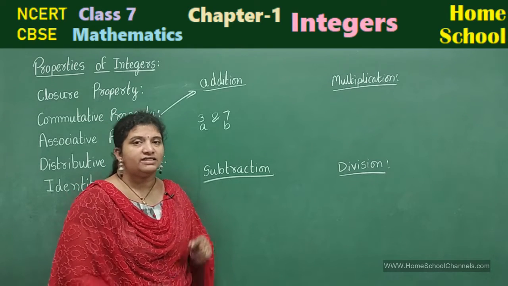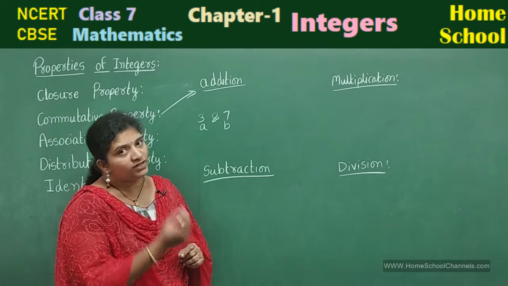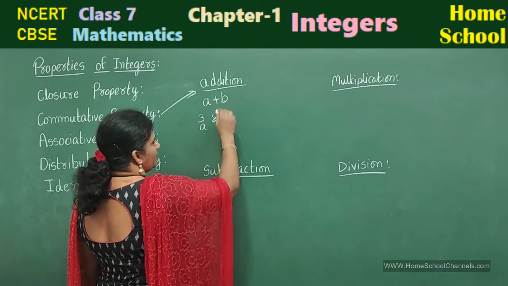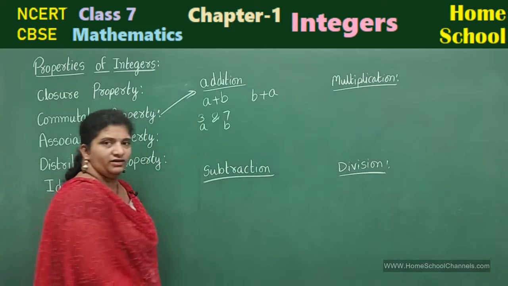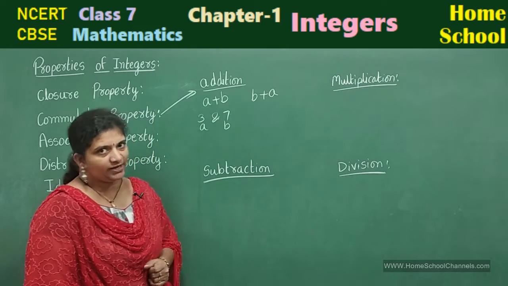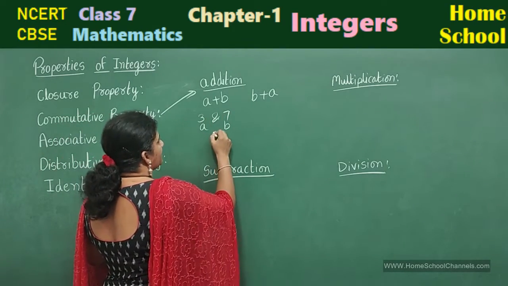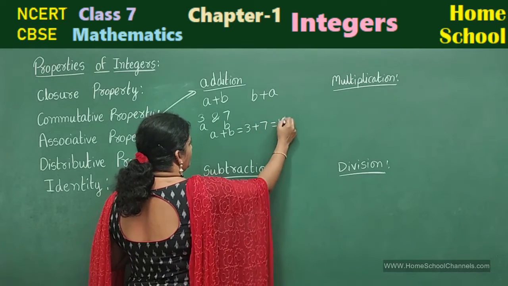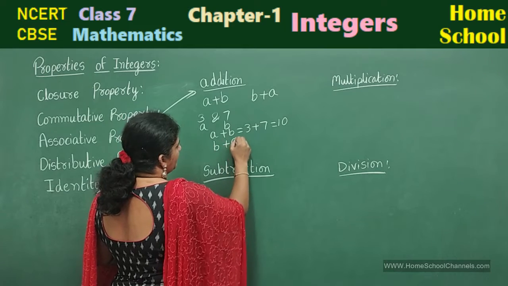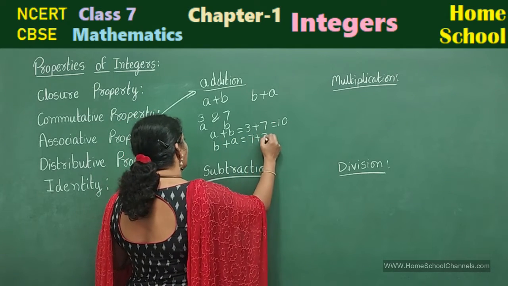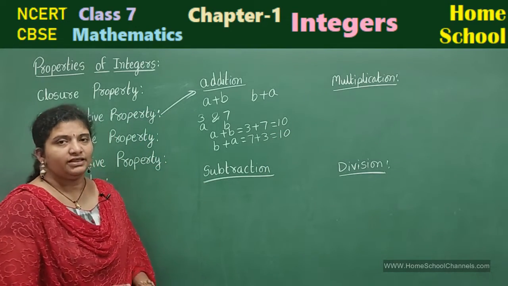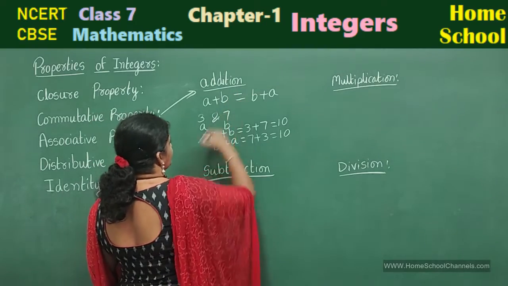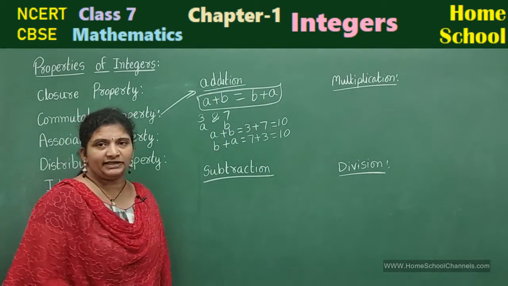What is commutative property? The sum of the two integers is equal to sum of the same two integers with a different order. That means, suppose if I add A plus B, change the order, B plus A, right? Is A plus B equal to B plus A? Let us check it out. A value is 3, B value is 7. A plus B is equal to 3 plus 7, 10. And let us find this. B plus A is equal to 7 plus 3, which is also 10. Therefore, when we change the order and do addition, we get the same answer. Therefore, A plus B is equal to B plus A.